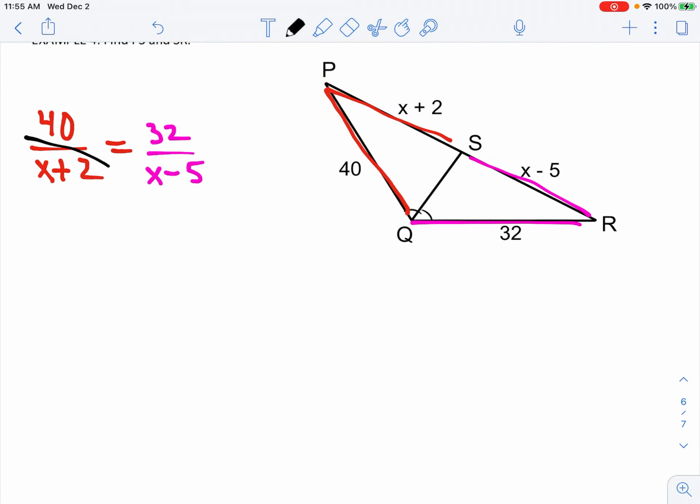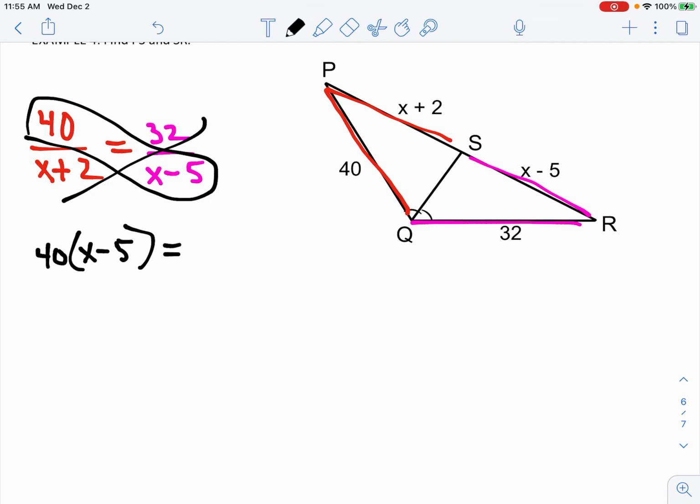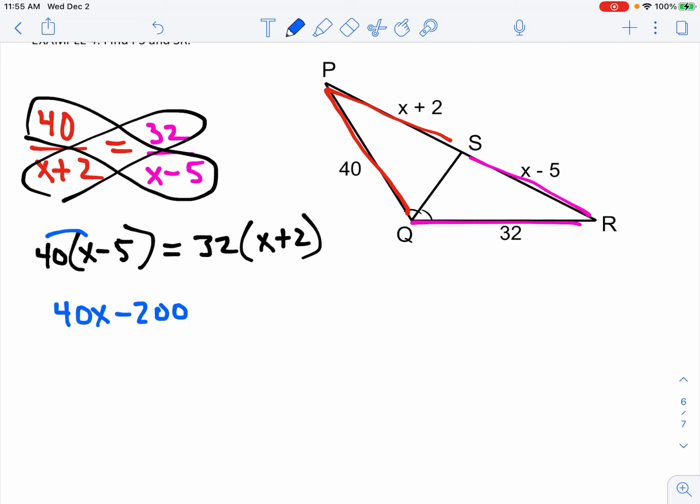So remember, when we cross multiply, I need to take 40 times the x minus 5. So I need to multiply it times both. Equals, if I cross multiply the other two, I have 32 times an x plus 2. All right, I'm going to distribute this. 40x minus 200 equals 32x plus 64.